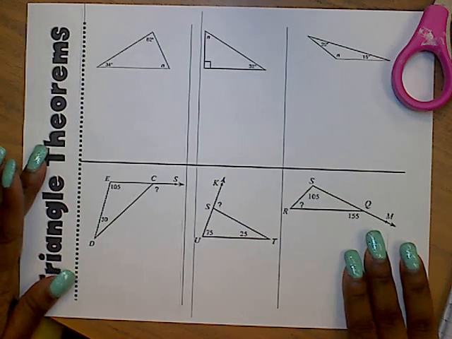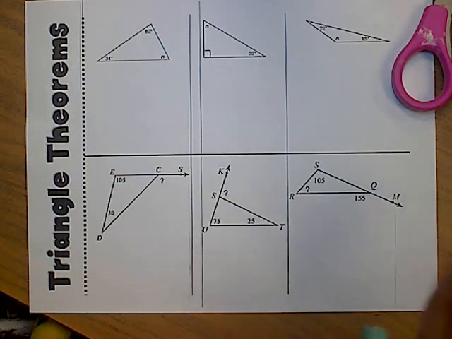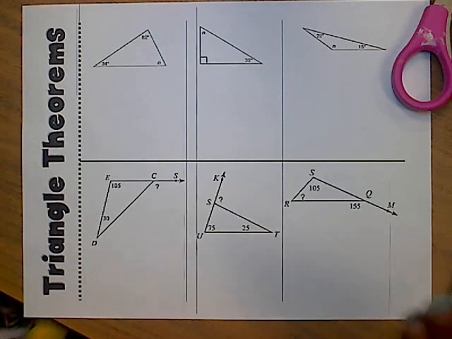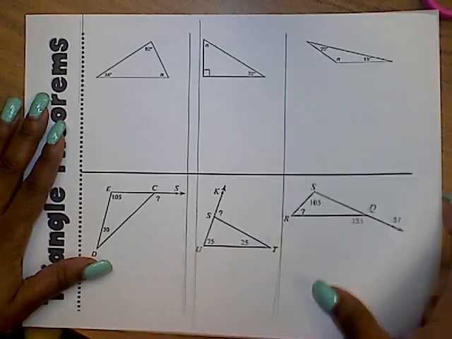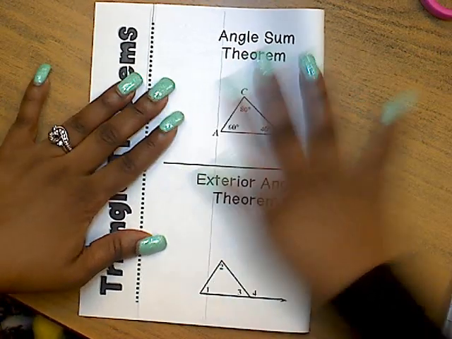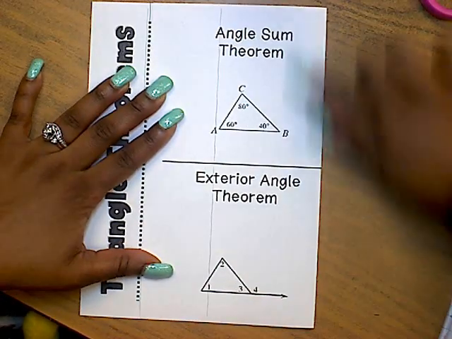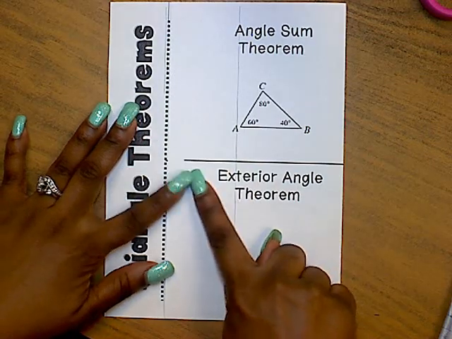Alright, so we are starting our notes on triangle theorems. You will need a pair of scissors, you'll need some glue, you'll need a notebook or a piece of paper because this is a foldable. The first thing you're going to do is set up our foldable before we set up our notebook. You're going to fold your foldable to this dotted line, and go ahead and crease it there. So you see triangle theorems, angle sum, and then you have this black line here.